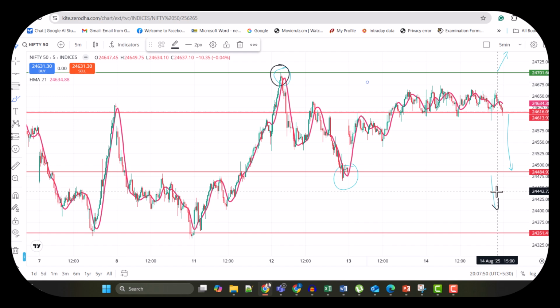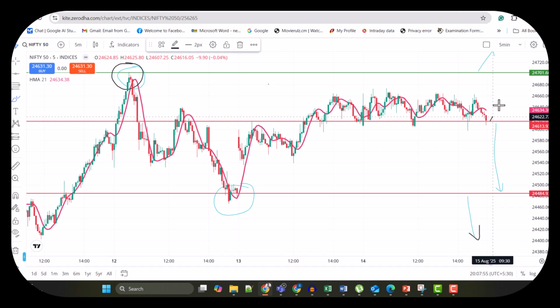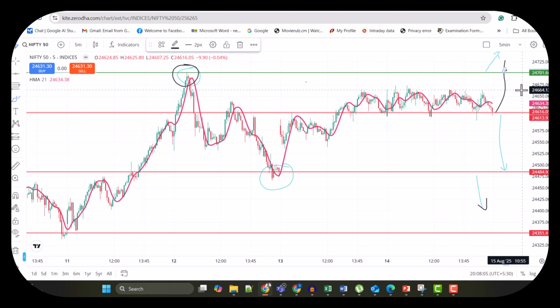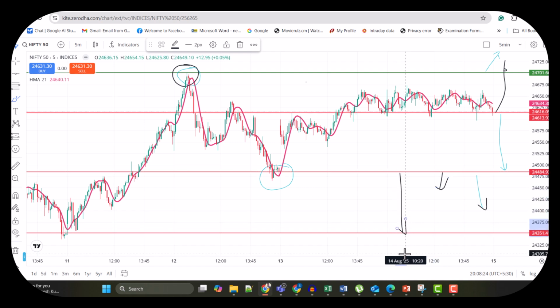Bullish breakout: if Nifty closes above 24,701 on strong candles with no upper wicks, buyers can aim for 24,800 to 24,850. This needs confirmation with call unwinding at 24,700 and fresh put OI at 24,700 or 24,800. Bearish breakdown: if price closes below 24,485 with strong red candles, expect a slide to 24,351. Confirmation comes if puts unwind at 24,500 and calls build at 24,600.